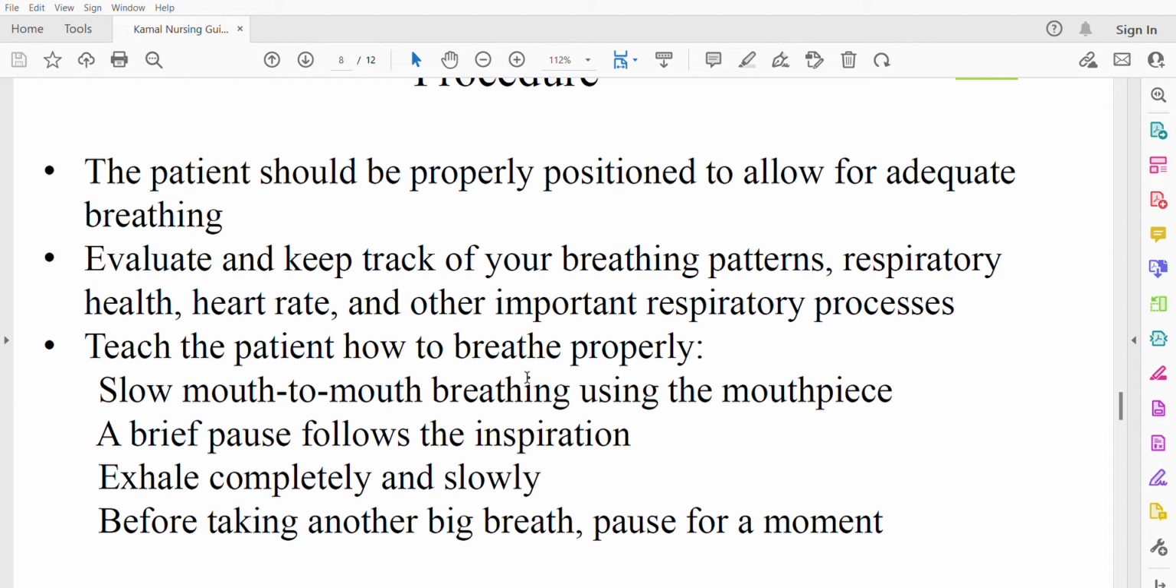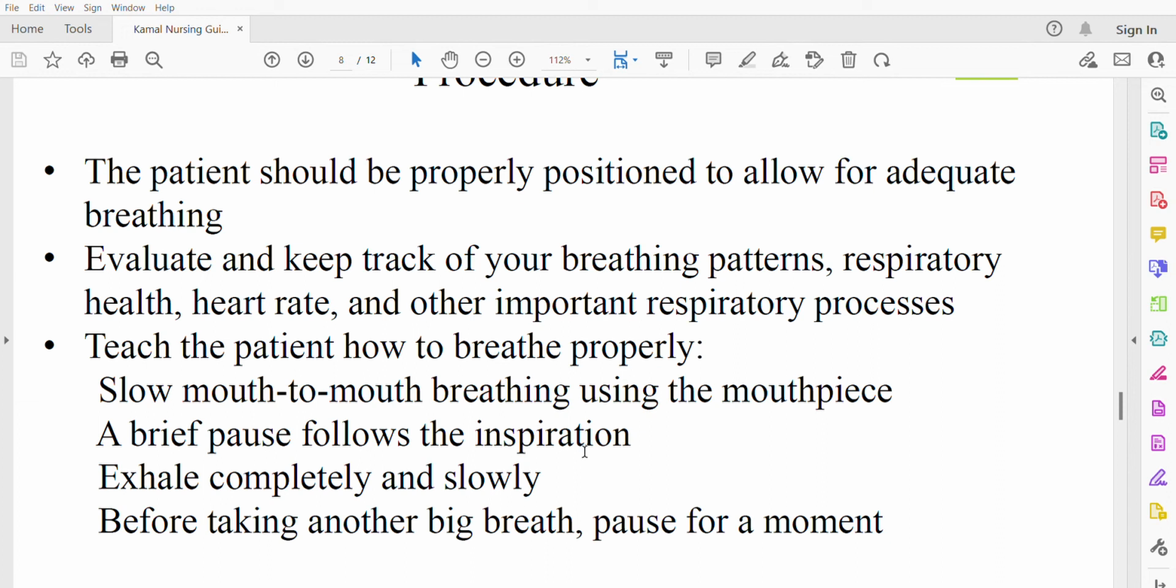Teach the patient how to breathe properly, like slow mouth breathing using the mouthpiece. When the patient is using the mouthpiece, the patient has to close the lips and inhale that medication. A brief pause follows the inspiration.